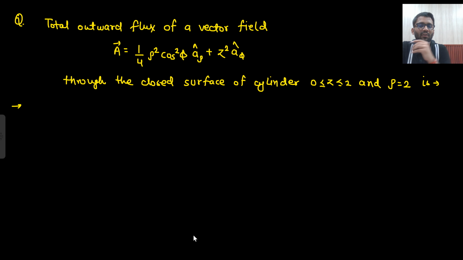You need to find the total outward flux of a vector field through the closed surface of a cylinder, where z goes from 0 to 2, height is 2 and rho is 2. By looking at this question, some people will think that since rho equals 2 is given, he is asking only for the curved surface.